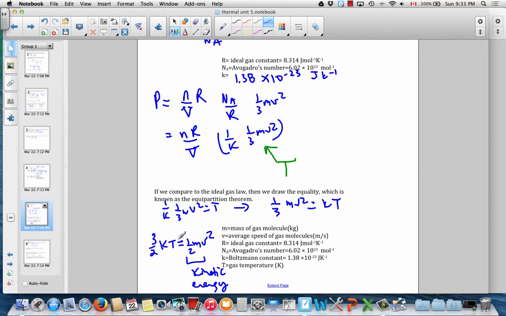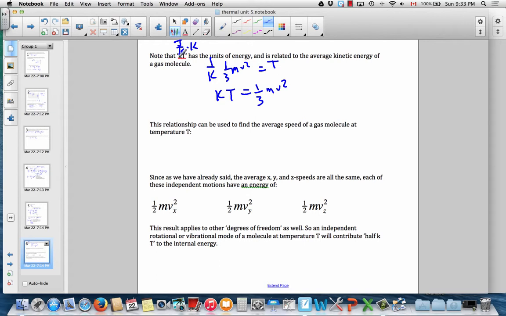Now we see here that this is kinetic energy in joules. This side has to be joules as well. And that works out because, of course, k, Boltzmann's constant, is joules per Kelvin. Here, ignore this, sorry. That was in the wrong spot.